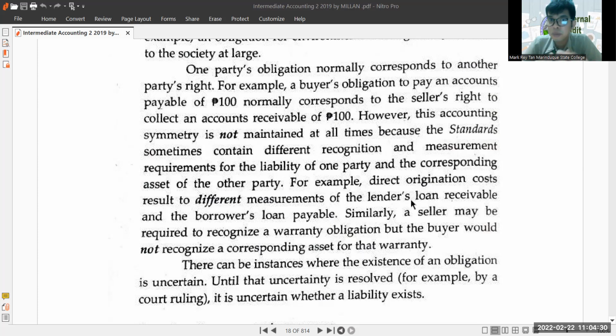On the other hand, sa point of view naman ni nagpautang is 1 million plus interest pa. So, hindi na siya equal. Just like on this first example. Ano? So, yun yung gustong sabihin dito. Okay.